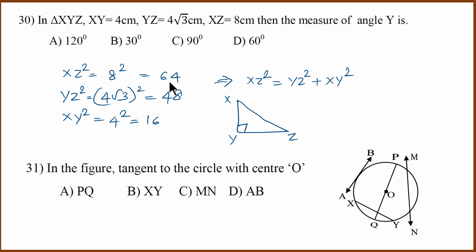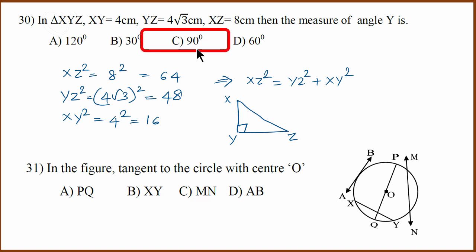Now we can say that 64 is equal to 48 plus 16, which means XZ square equals YZ square plus XY square. This satisfies the Pythagoras theorem, which means XZ is the hypotenuse. So with XZ as the hypotenuse, Y has to be 90 degrees. So therefore the correct answer is 90 degrees.